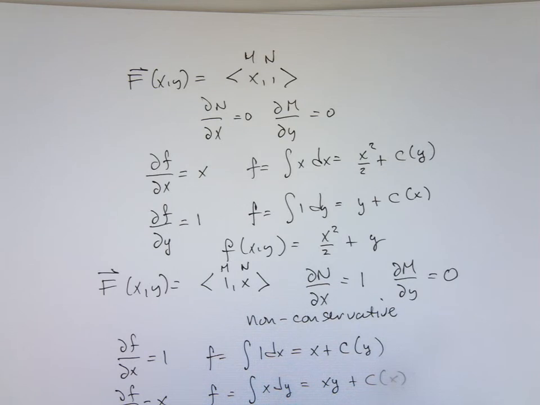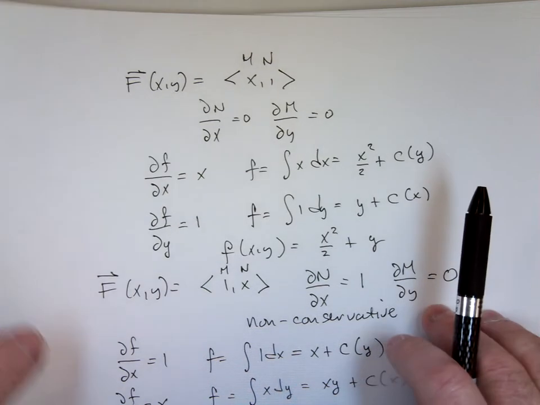Let's go to 3 space. A little bit more difficult. To do 3 space, we have to define what's called the curl of a vector field.